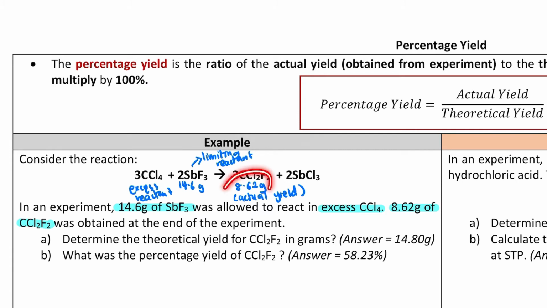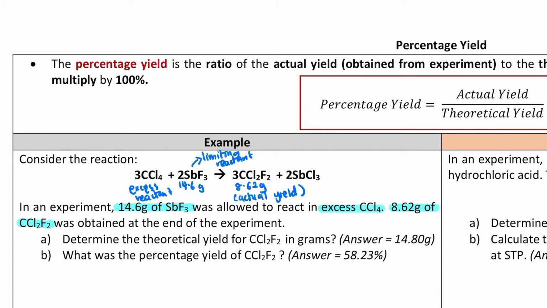Okay, so actual yield, usually dia akan bagi tahu dalam soalan. Kalau dia tak bagi tahu, that means dia akan suruh kita cari actual yield daripada percentage yield dan theoretical yield. Okay. Alright, then settle yang tu. So next kita baca, dia kata determine the theoretical yield for CCl2F2 in gram. Okay, so the question asks us to determine theoretical yield for this one.